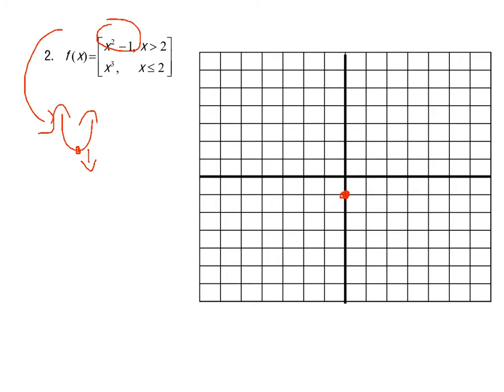And then I know since this is 1x squared, when I go to the right one, I go up 1. So I'm going to have a point there. I go to the left one, I'm going to go up 1, so I'm going to have a point there. So I'm going to plot those points right here and right here. And here's our graph.